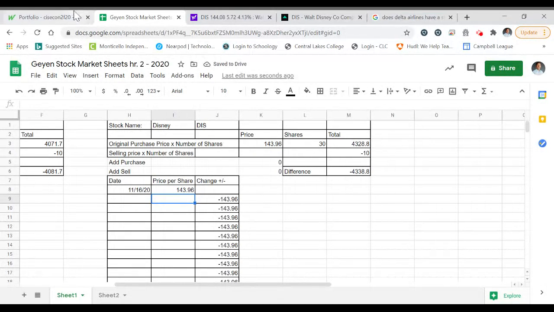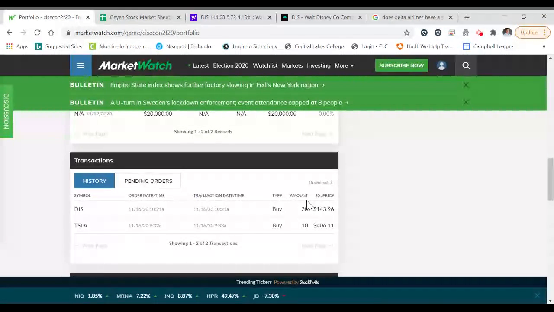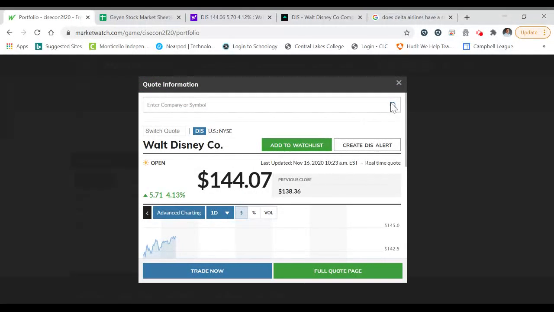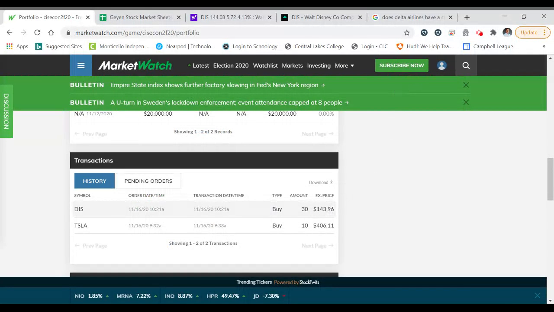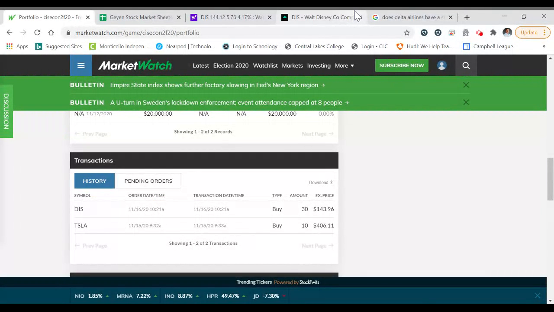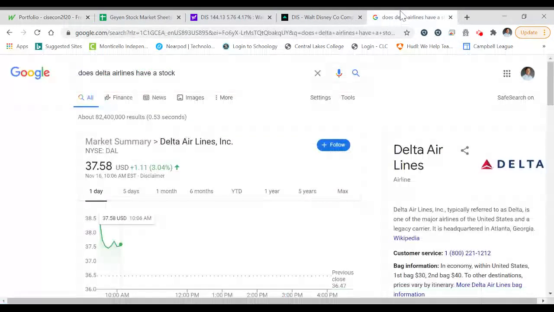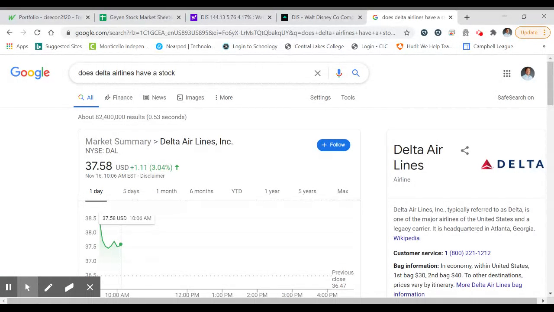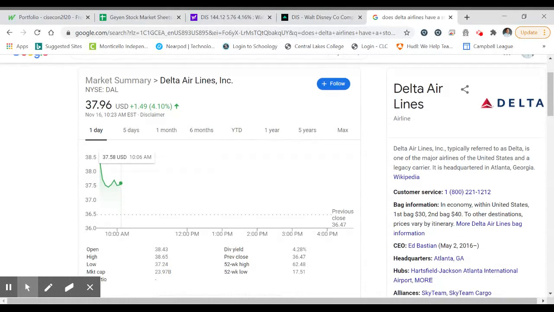So that's essentially what you're going to do. Maybe you're unsure of, does a certain stock have a ticker symbol? You can always go to Google and you can type in, does Delta Airlines have a stock? Hit enter. Yes, Delta Airlines has a stock. Here it is. It's at $37.58 right now, and we're up $1.49 per share. So stock prices are constantly changing throughout the day. So hopefully this helps. And if you do have questions, you can always ask. But this should be a great start for you on how to buy your stocks.